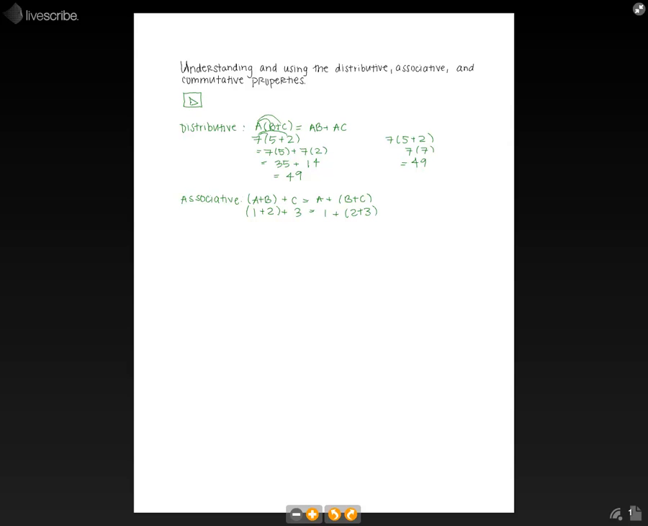And so first we're going to do what's inside our parentheses. So 1 plus 2 is 3. Then we're going to add that to our 3. And we'll have 1 plus, and then we'll add our 2 plus 3, which is 5. So if we add our 3 plus 3, we get 6. And also if we add our 1 plus 5, we get 6. So as we see, it doesn't matter which way we added first.